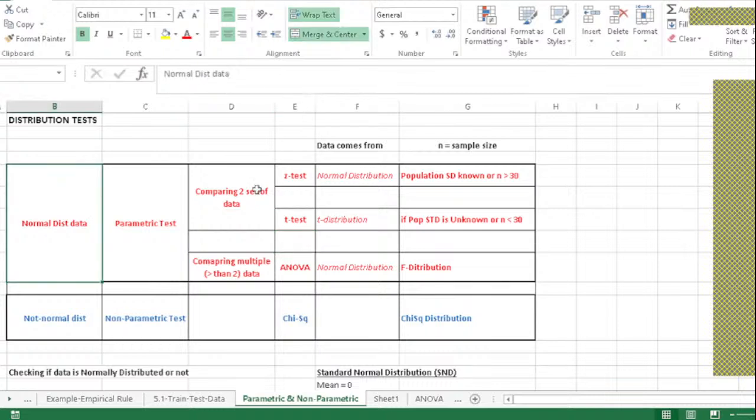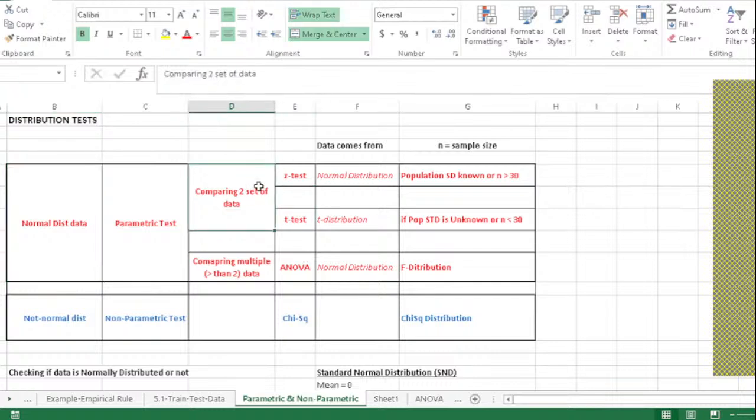So when you have information that the population is normally distributed, that your data is normally distributed, that is the first condition, and you will use either of the three. You will not use chi-square. Chi-square is used when you have no information or no assumption about the normality of the data. Is that okay? Normality of the distribution. So if you have information that the data is normally distributed, you will use either Z, T or ANOVA.